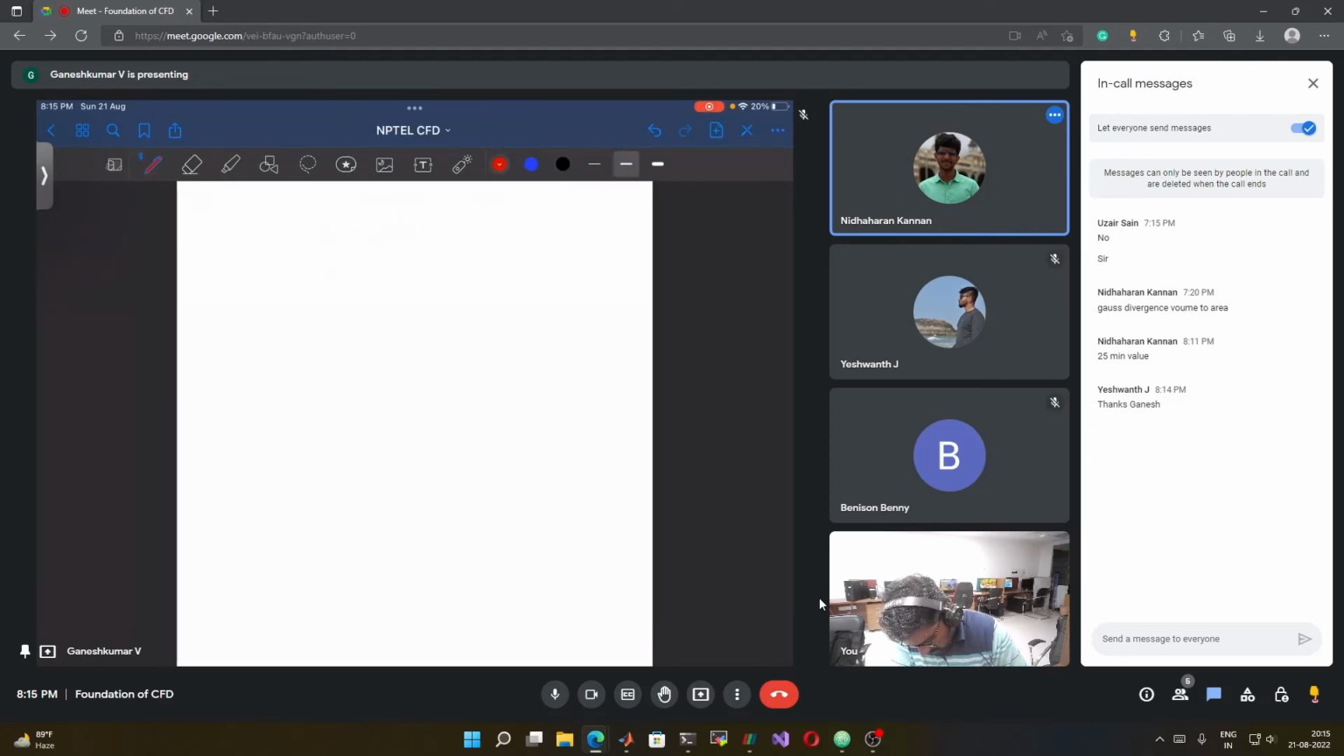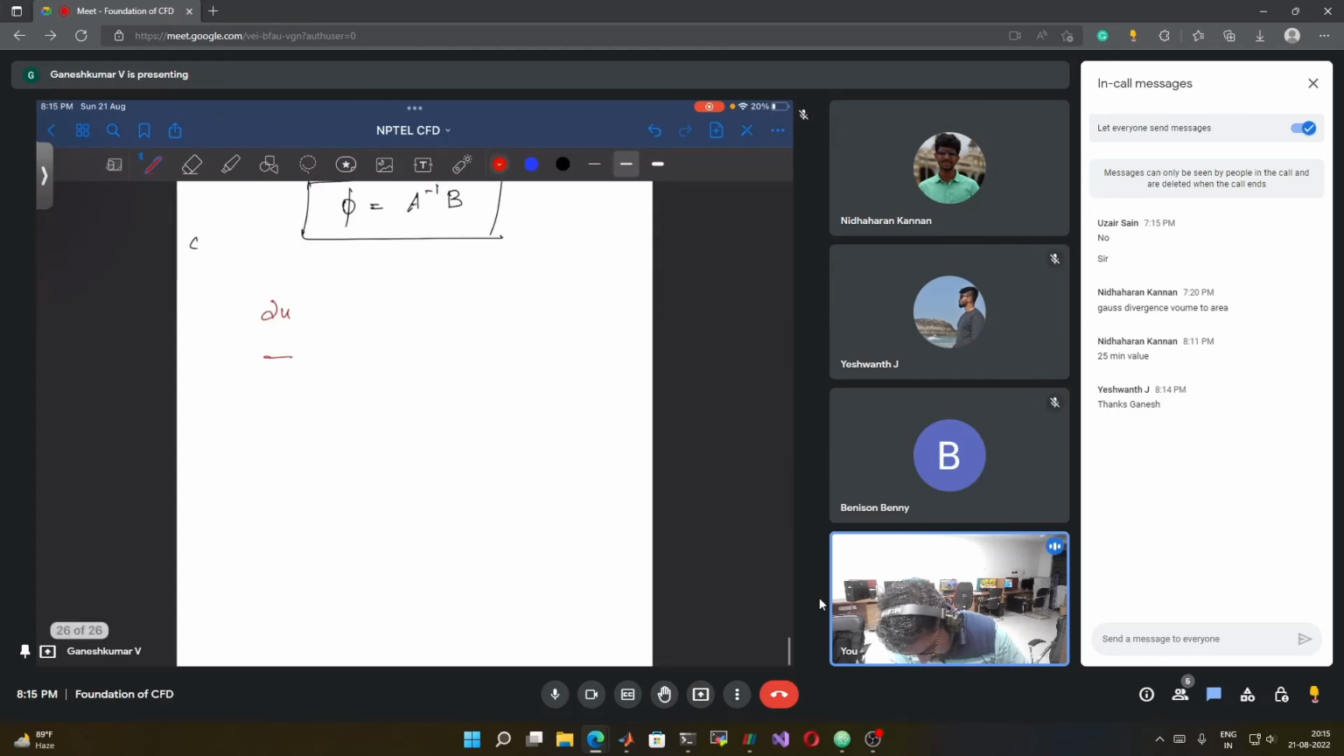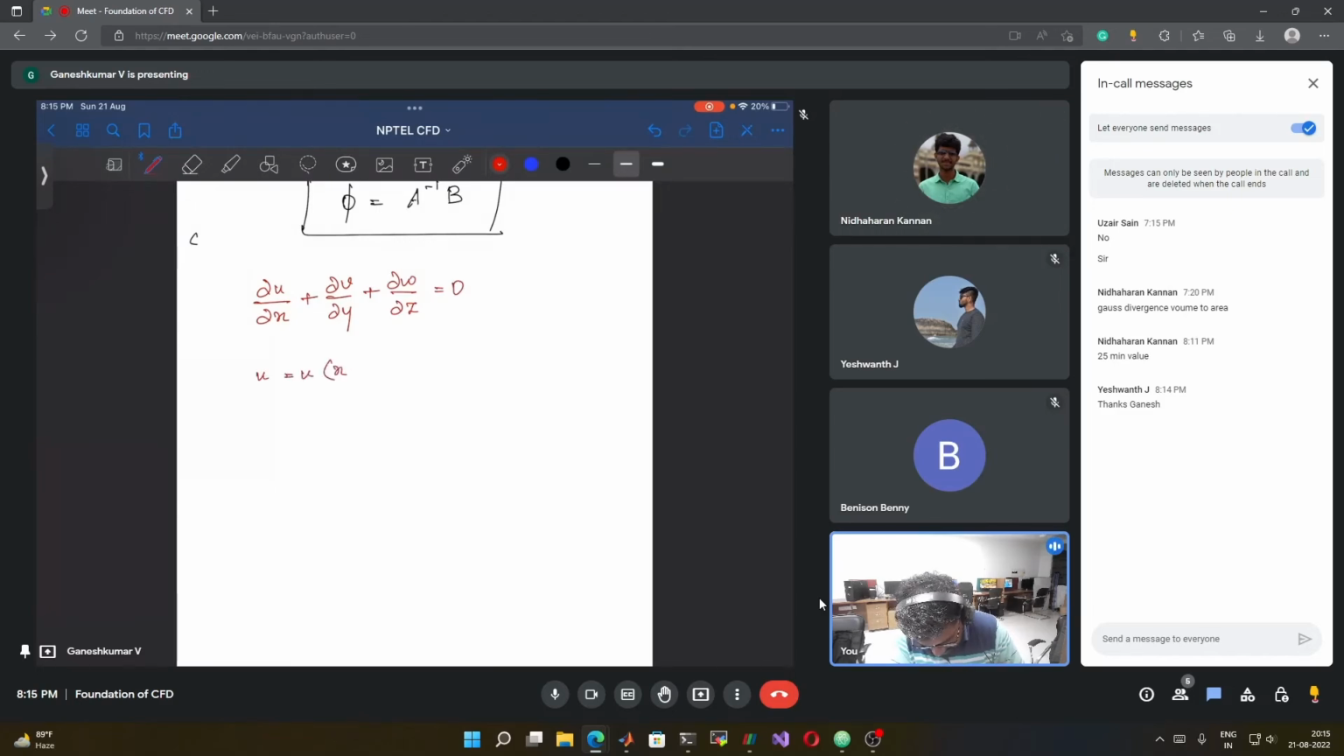Okay. So let's say you have a differential equation. I think that was our agenda of the first class. Anyway, so let's say you have this equation, right? Let's take a continuity equation: dou u by dou x plus dou v by dou y plus dou w by dou z is equal to 0, right? So u is a function of x, y, and z, right? v is a function of x, y, and z. w is a function of x, y, and z.